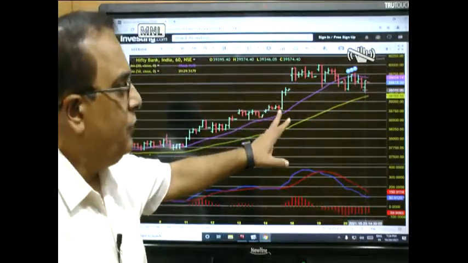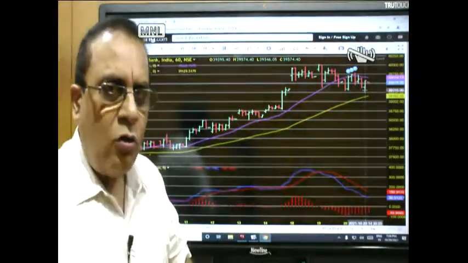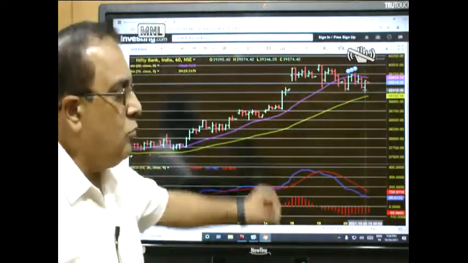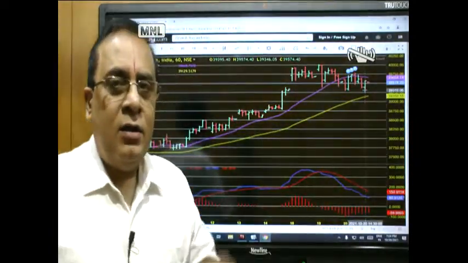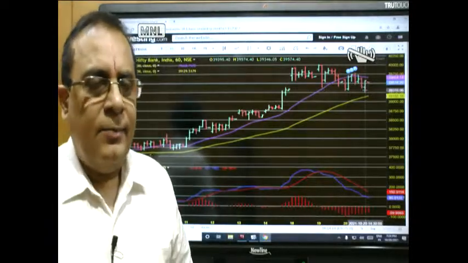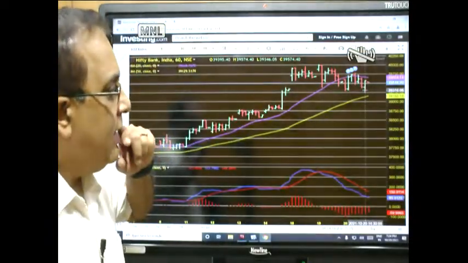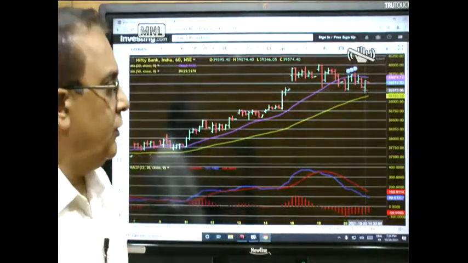But on a trend basis, if you had an algo and you were not taking decisions, the algo would have kept you in an hourly trend on the short side of the market. So this is Bank Nifty as far as the short position is concerned.